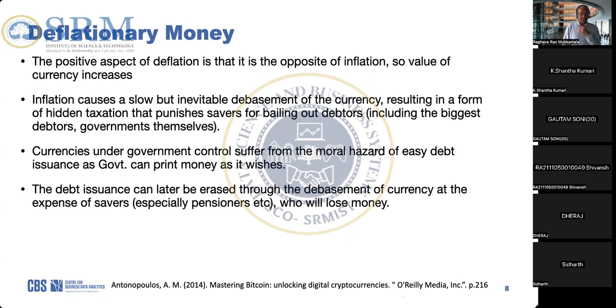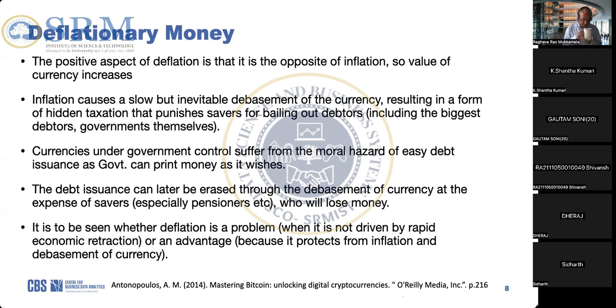Okay, so the currency is under the control of the government, so such things can happen. But yeah, in a sense, inflation makes the people who save money suffer, at the expense of other people and things like that.